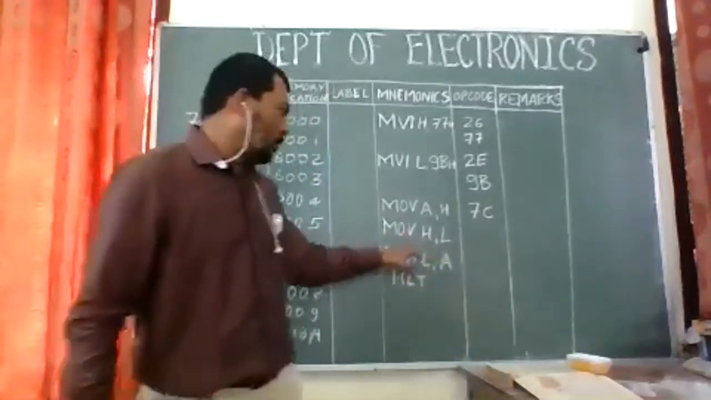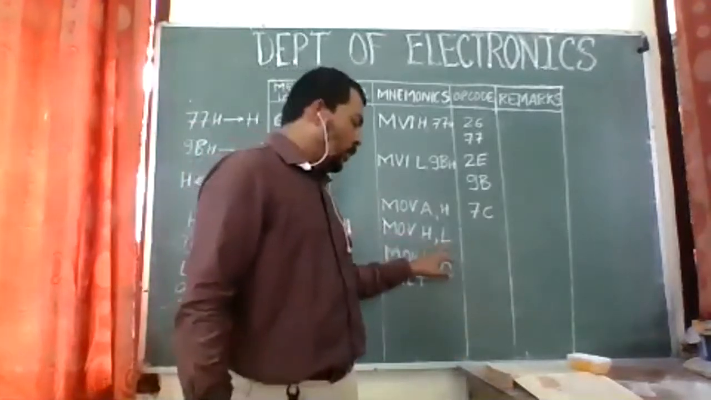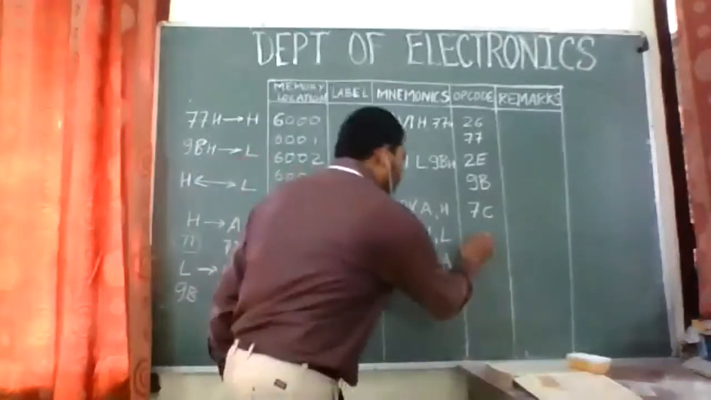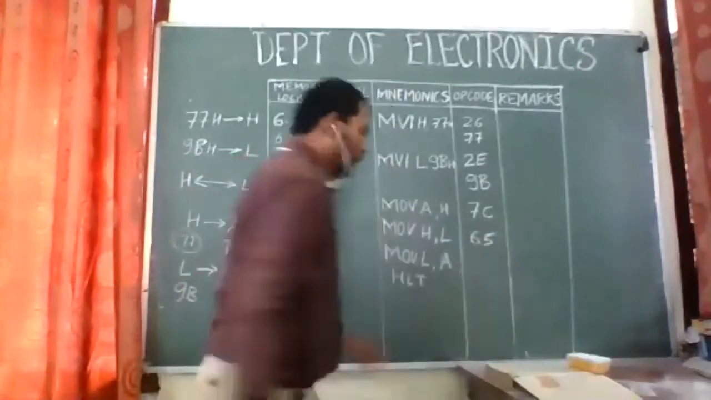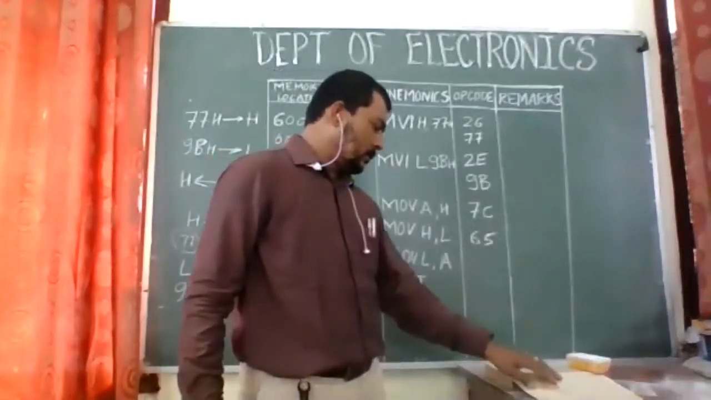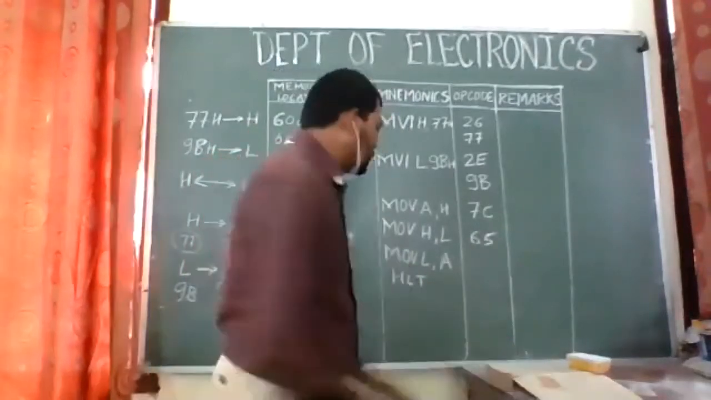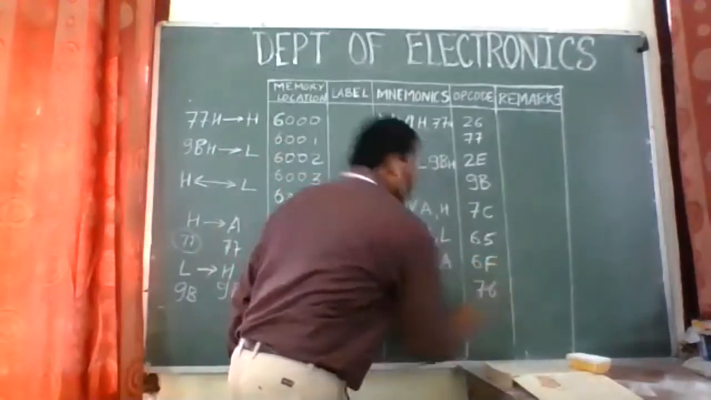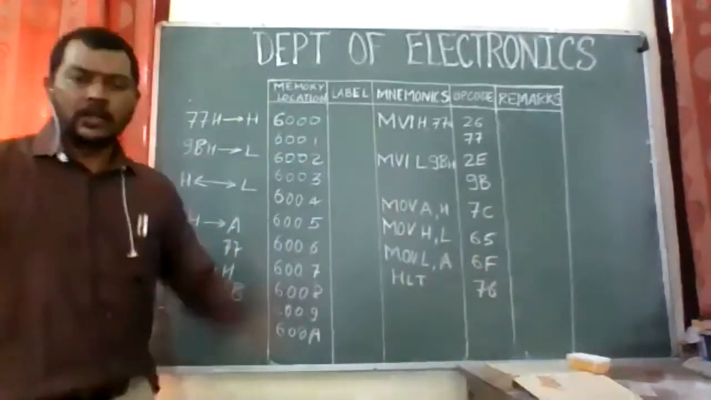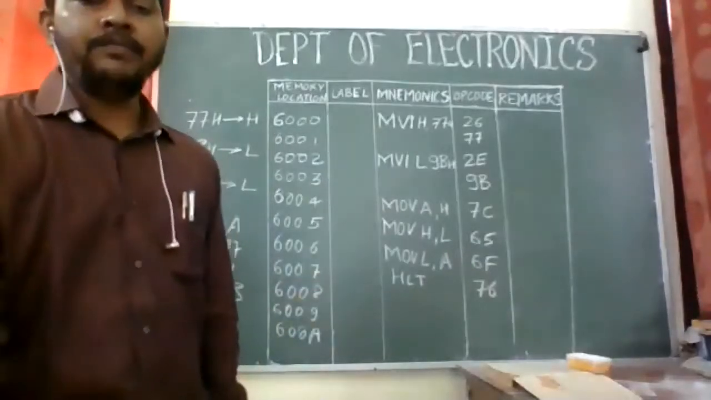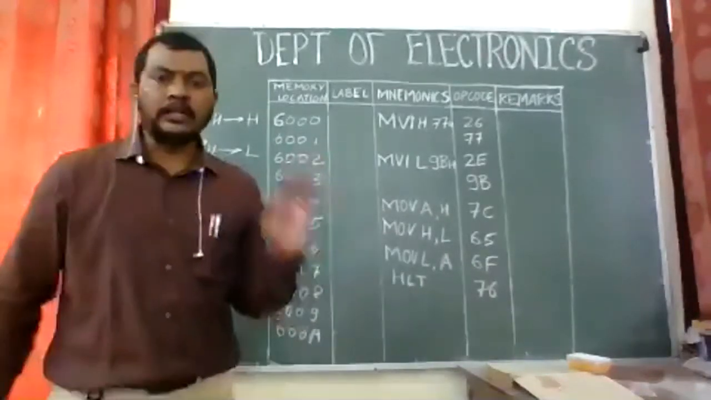Shall I write the opcodes of this? Move L to H is having the opcode 65, and A to L, hold on for a second, A to L is having 6F. And the last instruction, that is halt, is having 77. You can write this program over there. So this was the first program that we did yesterday.